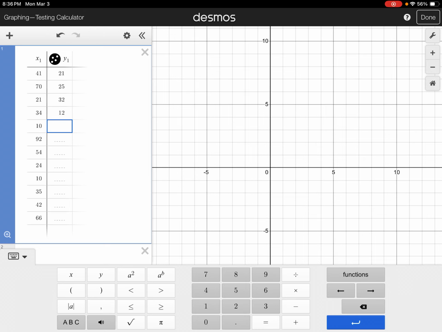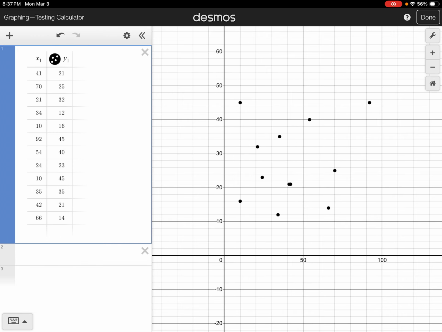25, 32, 12, 16, 45, 40, 23, 45, 35, 21, and 14. Okay, hold on, just a really quick glance. 21, 25. I hate to do all this work and then accidentally miss a number. Okay, those look good.